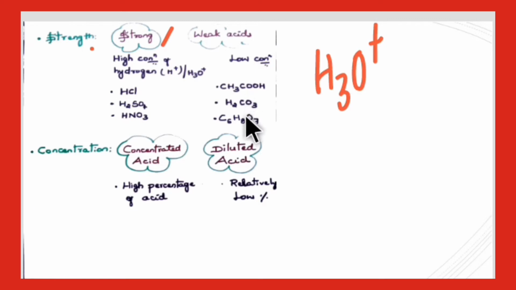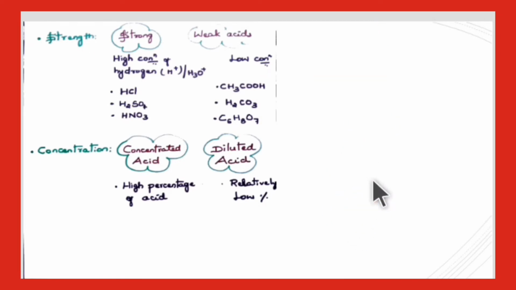Examples of weak acids are CH3COOH, H2CO3, C6H8O7. What are these? The first one is acetic acid, right? CH3COOH, and H2CO3 is carbonic acid, and C6H8O7 is nothing but citric acid. So like this, based on the concentration of hydrogen ions present, acids are classified into weak acids and strong acids.